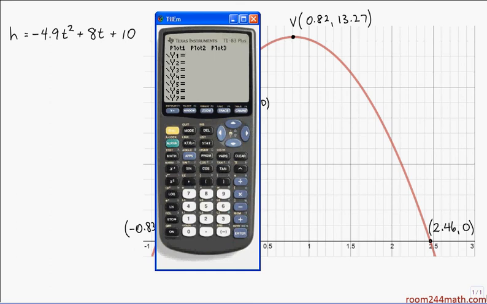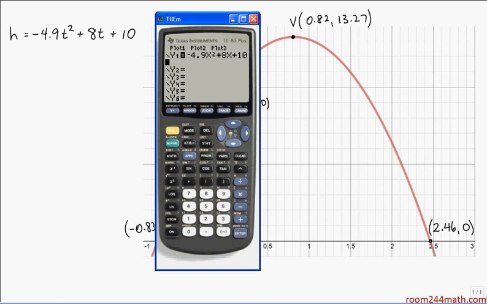The negative sign is on the bottom row to the left of the enter key. So you hit negative and then 4.9 x squared as opposed to t squared. The x is second row from the top and second column, plus 8x plus 10. Now, you could just sort of take a chance and hit graph, but who knows what your window settings are? And your window settings are very crucial here.